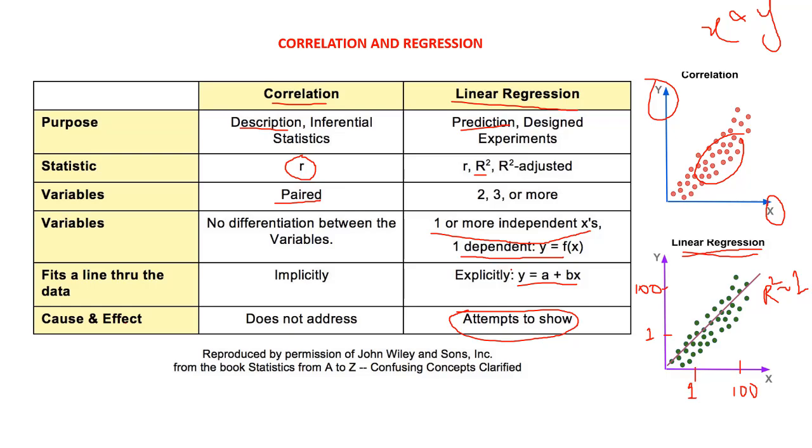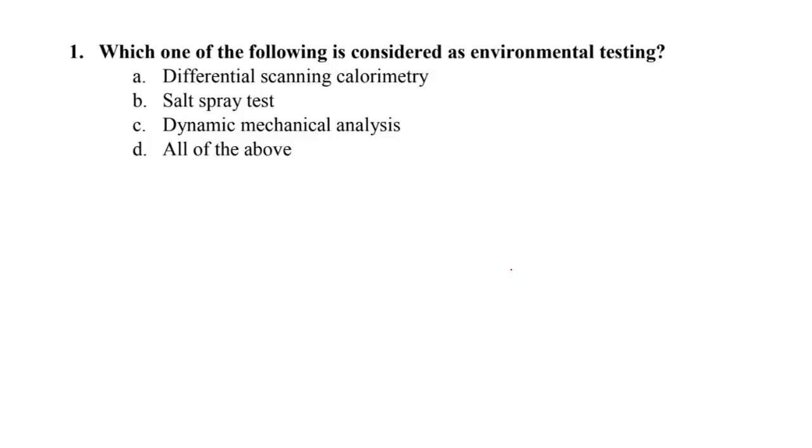So now I'll be talking about a few of the questions. These are some old assignments I'm taking. You can unmute yourself and answer if you know the answer. Which one of the following is considered as environmental testing? Differential scanning calorimetry, salt spray test, dynamic mechanical analysis, or all of the above? Can anyone tell me?